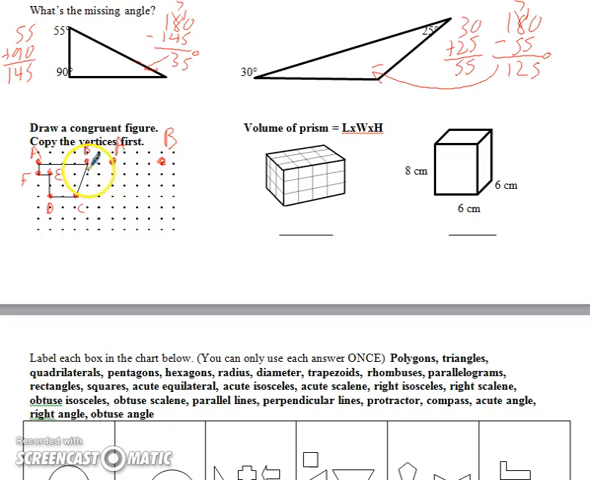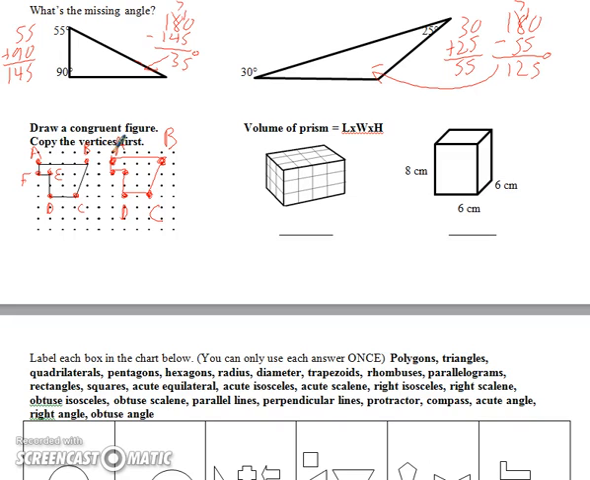From B to C, I went down 1, 2, 3, and to the left 1. There's my new C. From C to D, it's just 2 to the left. From D to E, it's up 2. So there's my new E. And then from E to F, it's just over 1. And then I just connect the dots. And that should be 2 congruent figures.